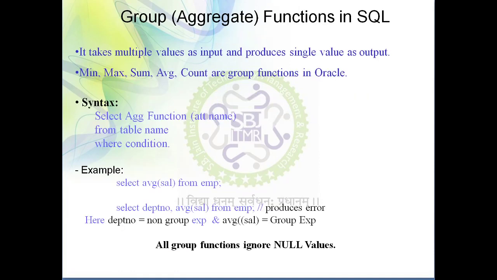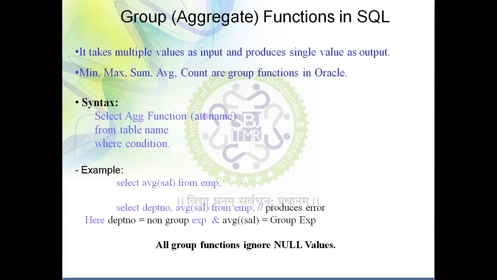So, very first we understand what is an aggregate function. An aggregate function is also called a group function. Somebody will say group function, somebody will say aggregate function. So what is the basic feature of an aggregate function? Aggregate functions are those functions which take a number of values as input and produce a single value as output. This is the main distinguishing feature of an aggregate function.